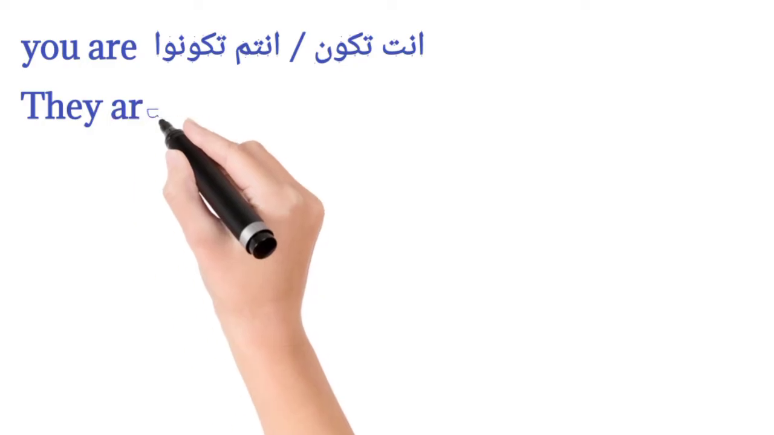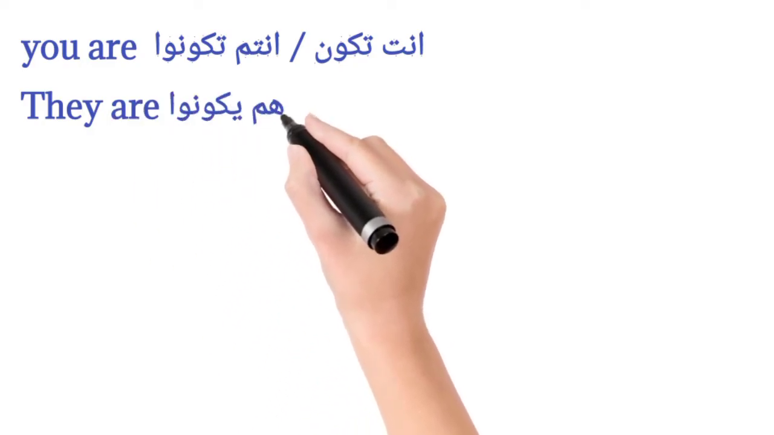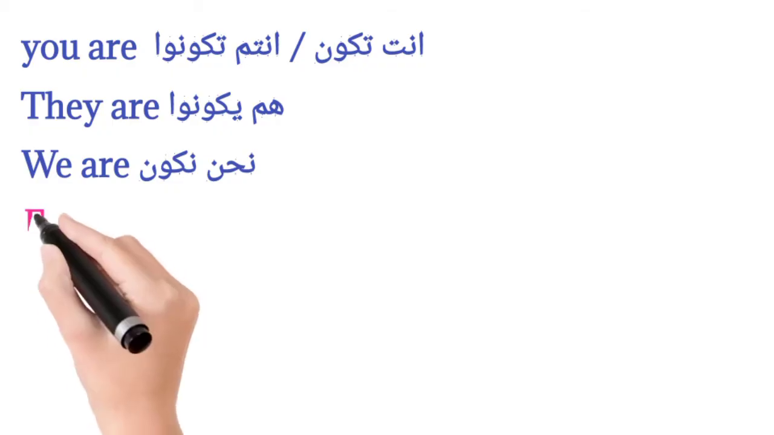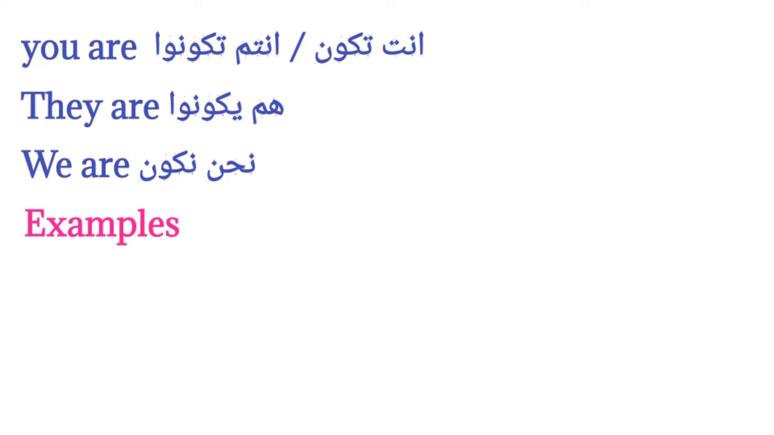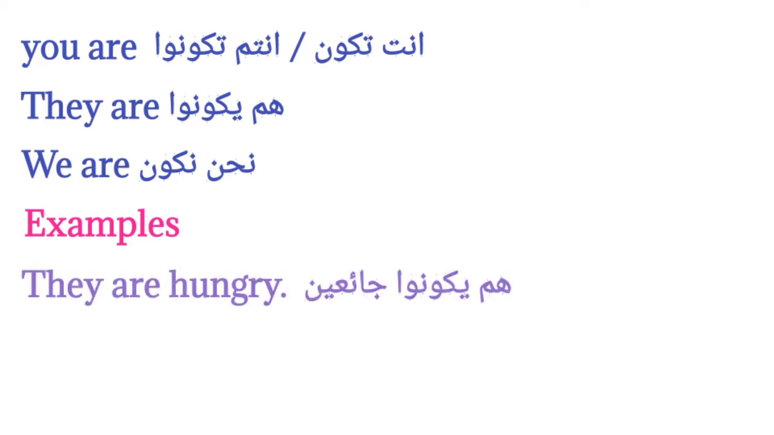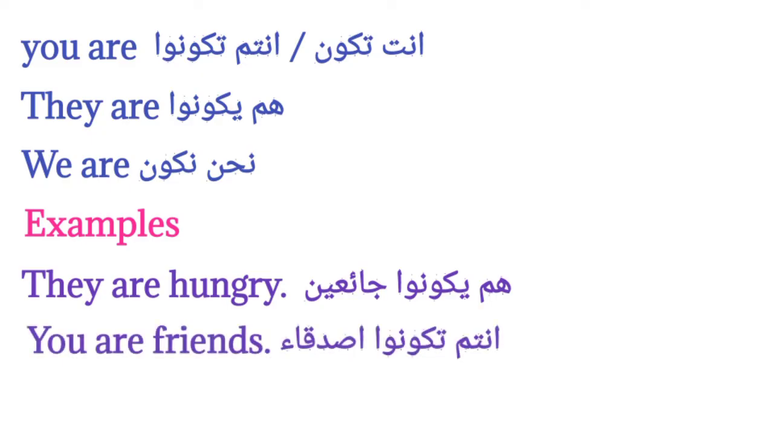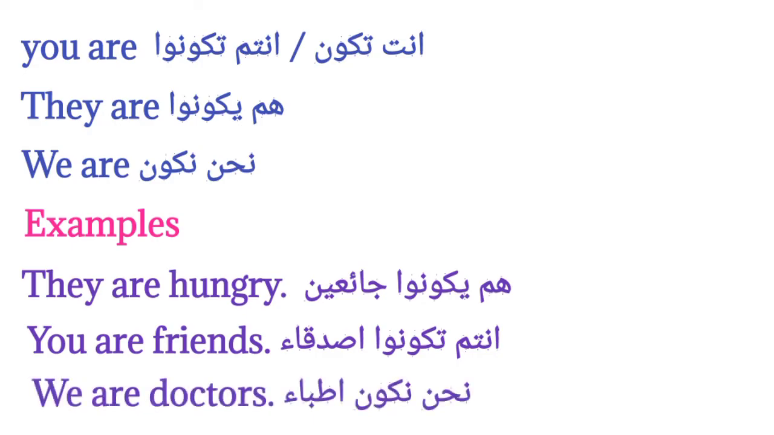You are أنت تكون وتأتي للجمع أنتم تكونوا. They are هم يكونوا. We are نحن نكون. Examples: They are hungry. هم يكونوا جائعين. You are friends. أنتم تكونوا أصدقاء. We are doctors. نحن نكون أطباء.